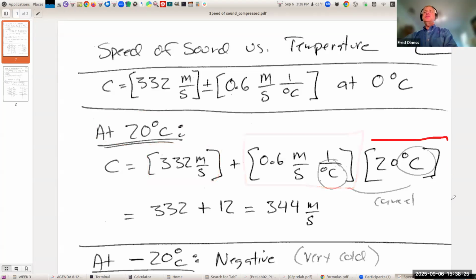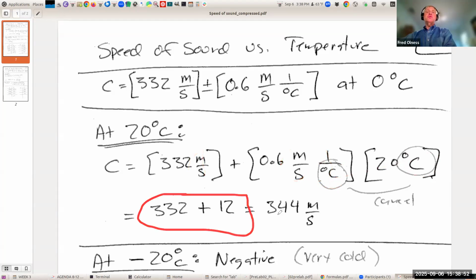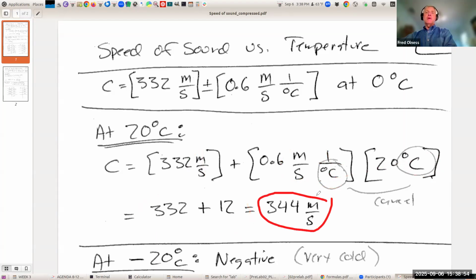Okay, so in this formula, we use 332, and then we take this number 0.6, and then I'm at 20 degrees C. I'll multiply this 20 times this 0.6, and 20 times 0.6 gives me 12. And let's check the units. You'll see that I have 1 over Celsius, 1 over Celsius. That cancels. I'm left with meters per second. And that way I'm really adding meters per second plus meters per second. And I've got 332 plus 12 is 344.